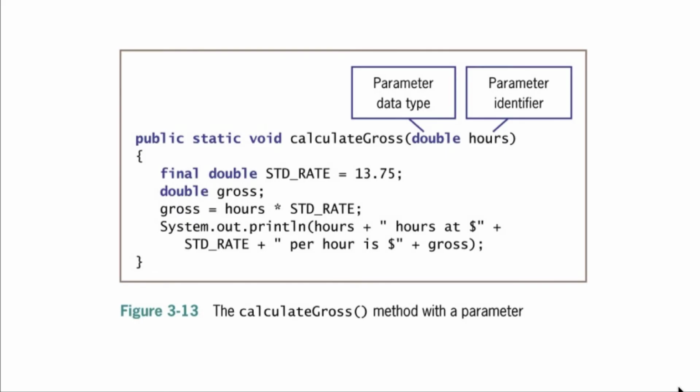Some methods require that data items be sent to them when they are called. Data items you use in a call to a method are called arguments. When the method receives the data items, they're called parameters. Methods that receive data are flexible because they can produce different results depending on what data they receive.